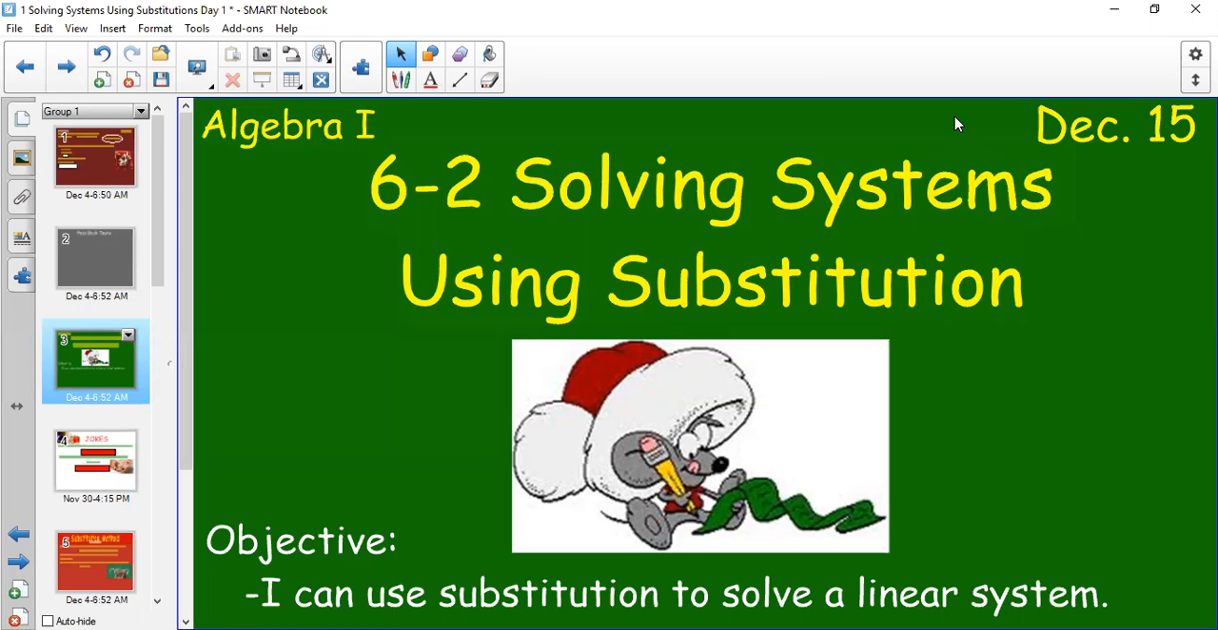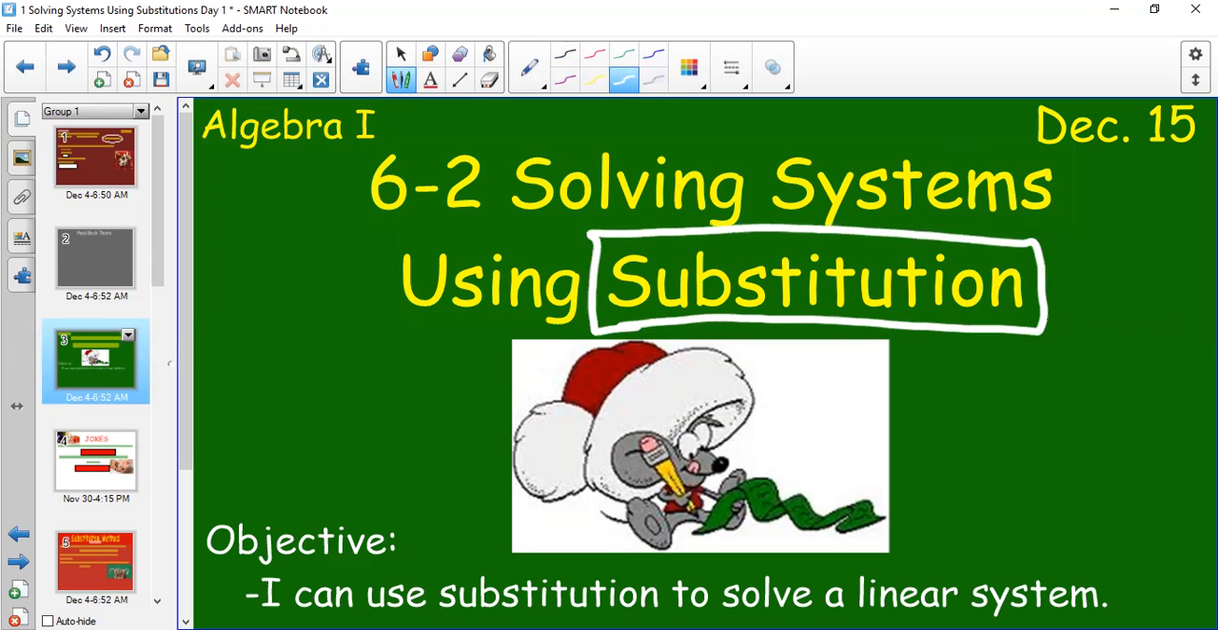However, that's not always the best method. Sometimes we don't have a graph. Sometimes the graph is getting too big, or our lines are too different and we need a different method of solving them. So we're going to learn two other methods of how to solve a system of equations. We're going to start with how to solve them by using substitution.